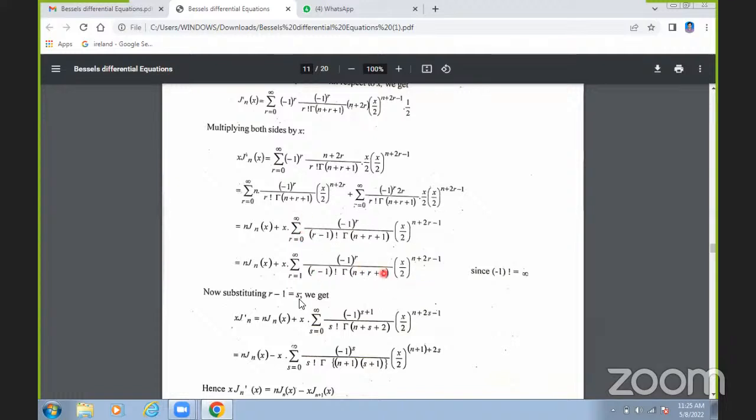Now, what we are doing is we have to substitute r minus 1 equals s. If you take r minus 1 equals s in this equation, we are getting s factorial, and here we are getting n plus s plus 2, because r equals what? s plus 1. So it is s plus 2 it becomes. Here also r equals s plus 1 it becomes. Here also n plus 2s minus you are going to get. Understand? So this we are going to get.